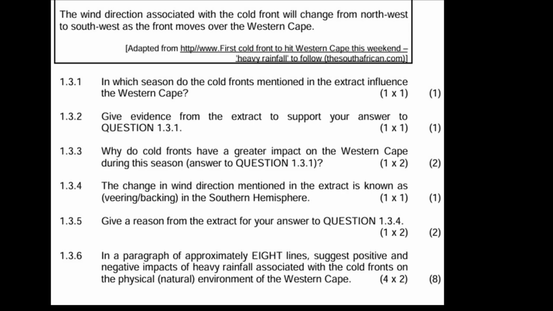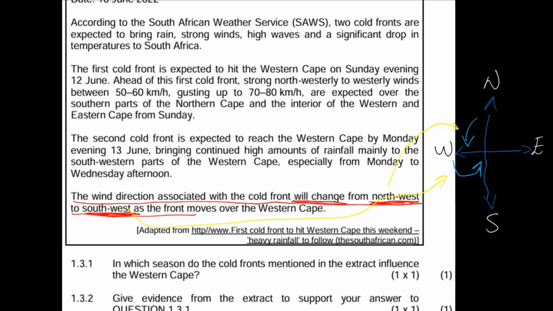The next question. The change in wind direction mentioned in the extract is known as backing; veering in the southern hemisphere. The key word in this question is southern hemisphere. When wind backs, it is taking an anti-clockwise direction, and this is common in the southern hemisphere. Veering is a clockwise turn of wind in the northern hemisphere. If we check the last paragraph of the extract, they say that wind changes direction from northwest to southwest. This is a change in anti-clockwise direction.